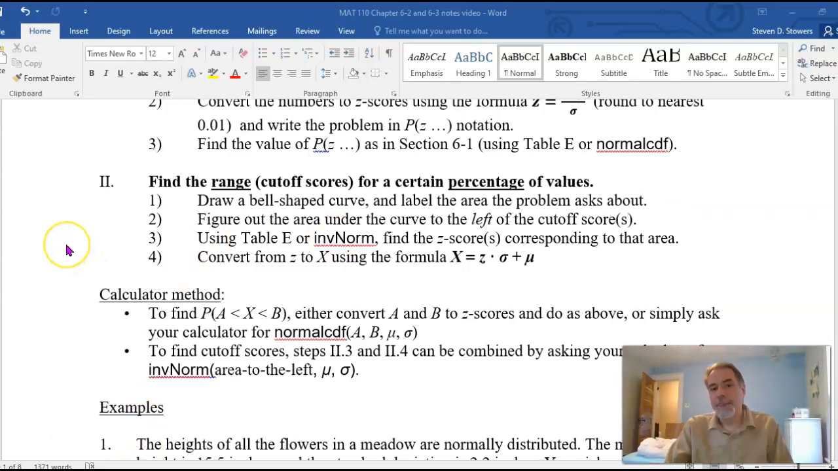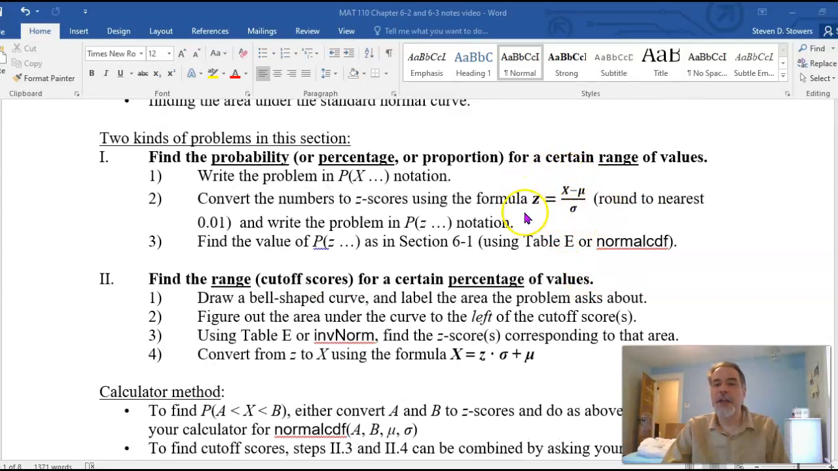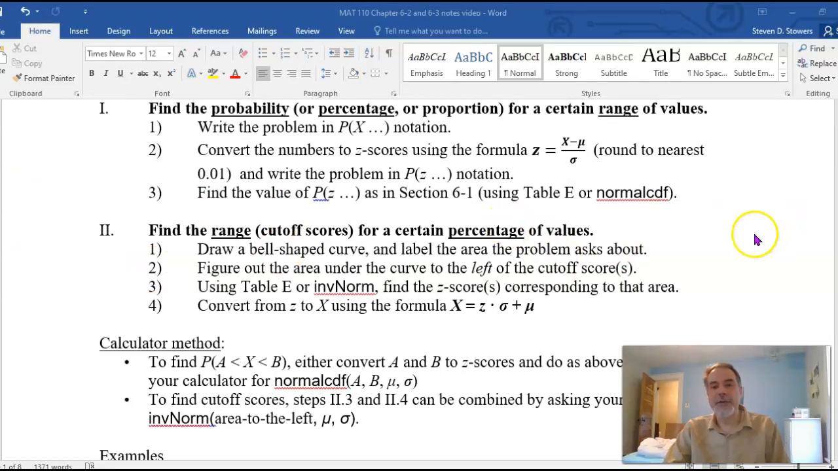And then convert from z to x, from a z-score to whatever you really are interested in, using the formula x equals z times sigma plus mu. That formula comes from taking the formula for calculating z-scores and algebraically solving it for x, doing what you have to do to both sides to get x by itself on one side. So let's try this out. Again, I'll start by showing you the traditional method, and then I'll show you a couple of shortcut methods.